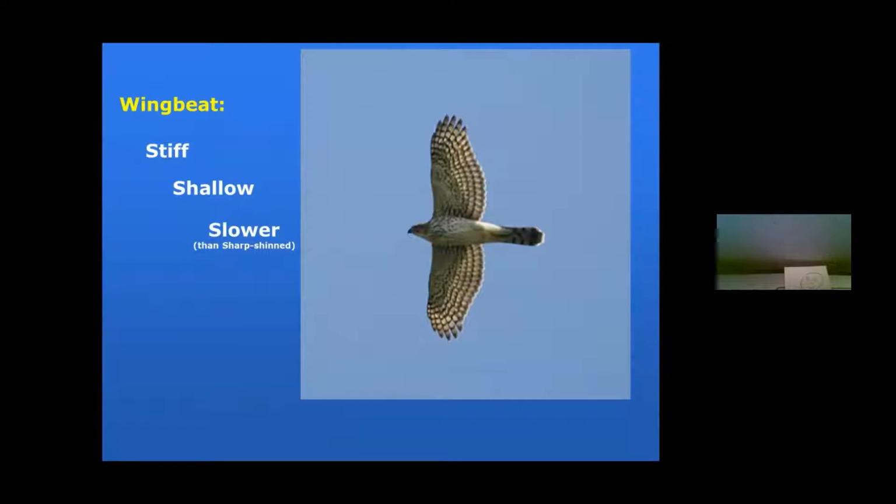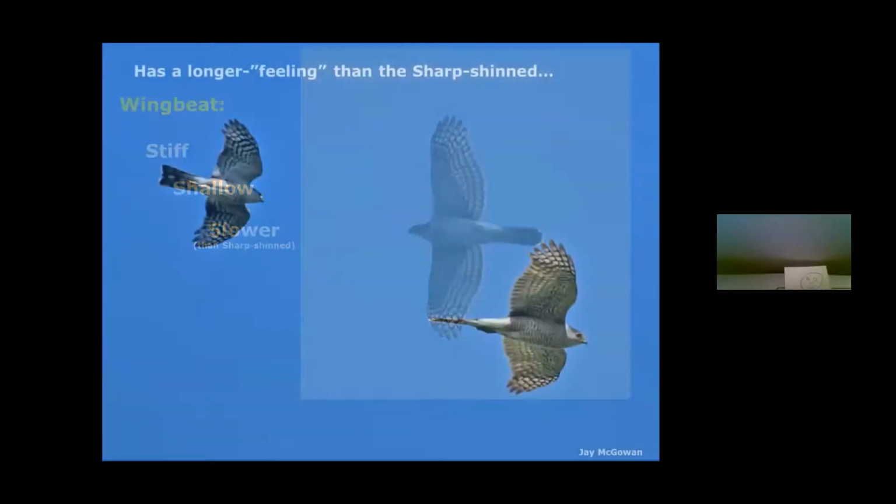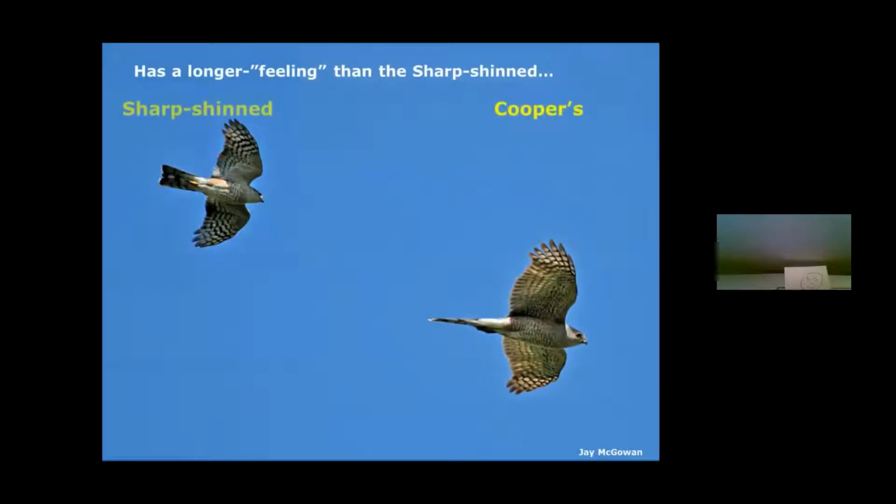And then what brings you to the identification of a Cooper's over a sharp-shin is a combination of how you digest the information. You and I might digest the information a little bit differently, but hopefully we're digesting the same information so we get to the same identification. There's a great picture of two of them in the same view at the same time. Great picture by Jay McGowan.